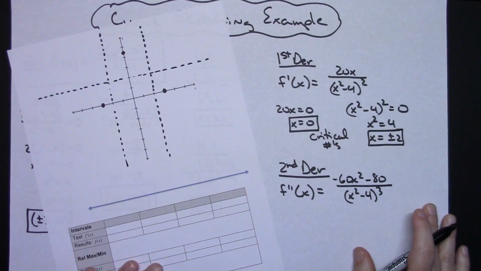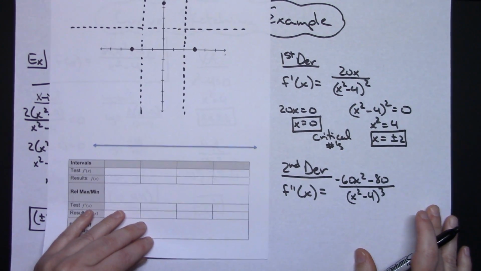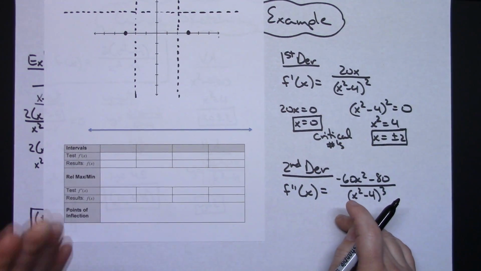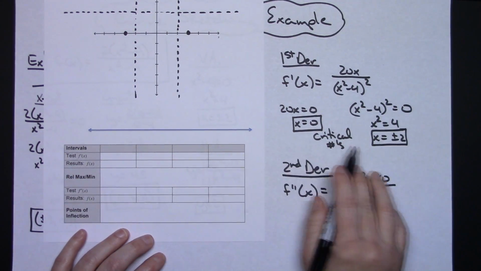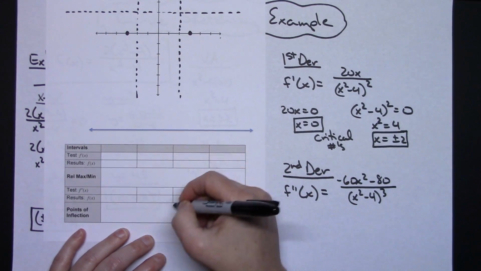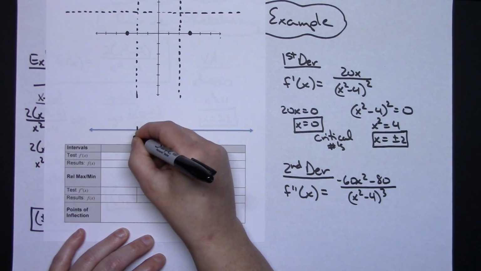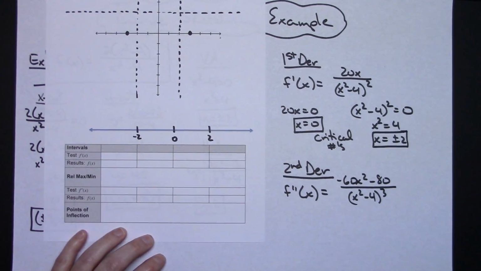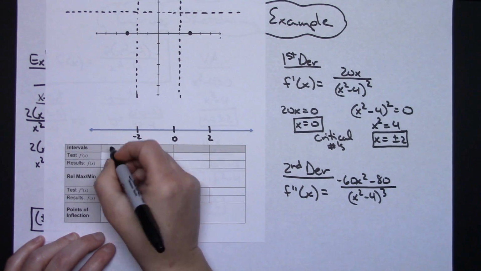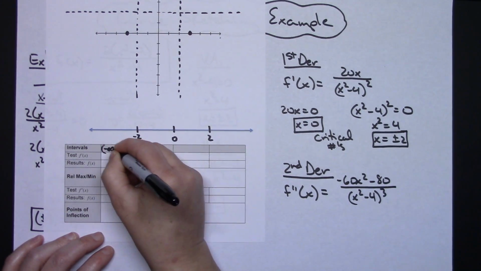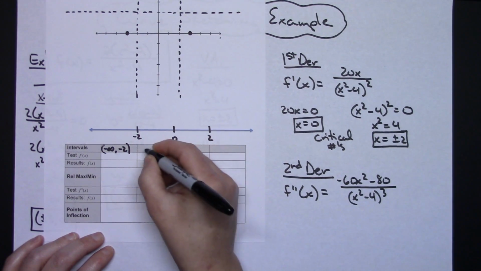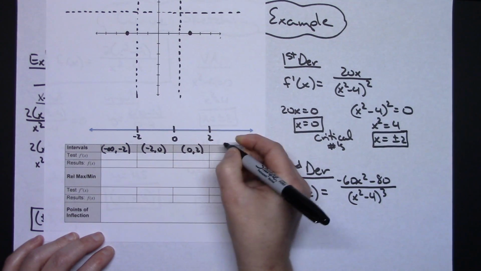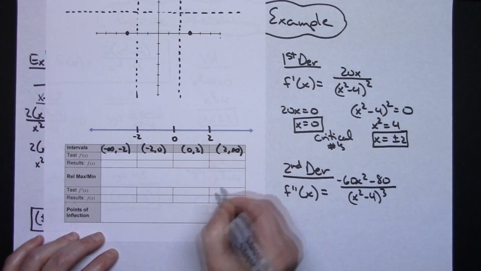Now we're going to start working with the calculus part of it. We're going to take all of these critical numbers, and had there been any points of inflection, we would have done those as well. Now on ours, we line them up here with our intervals. So I'm going to have a negative 2, a 0, and a 2 right there. That gives me these intervals: negative infinity to negative 2, negative 2 to 0, 0 to 2, and then 2 to infinity.